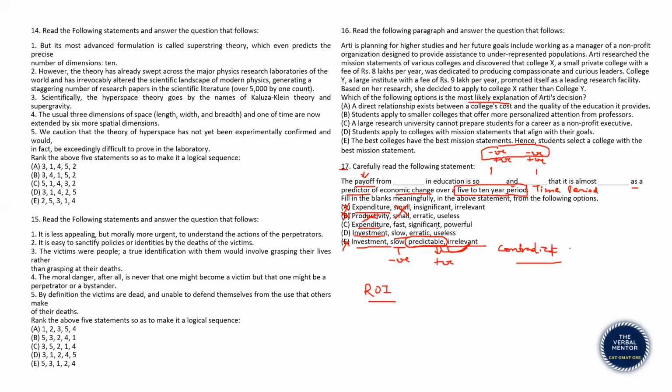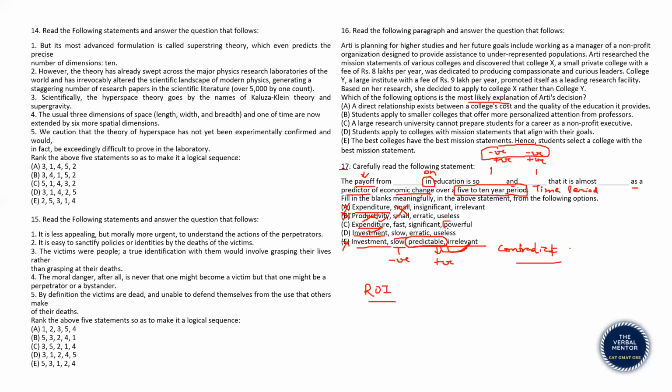Now, guys, first, if I have to choose between expenditure and investment, I'll go with investment. Second, if I say the payoff from expenditure in education, first thing, the expenditure on education, it is grammatically incorrect. It should be expenditure on education if expenditure were to be the correct answer.